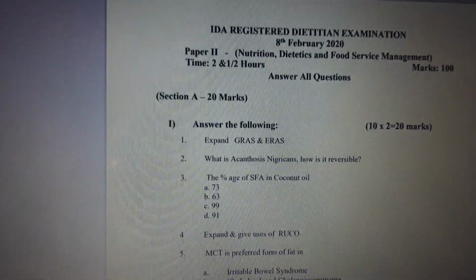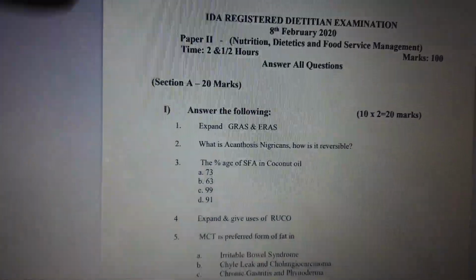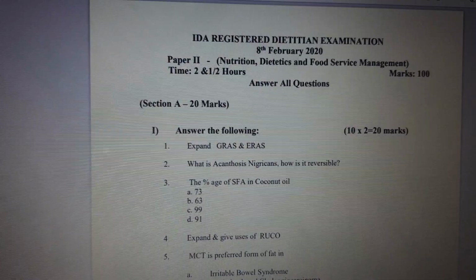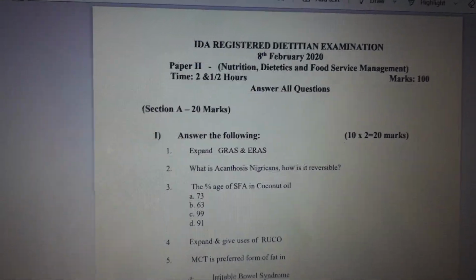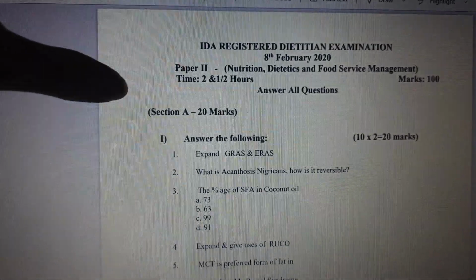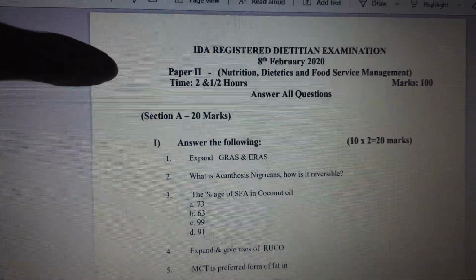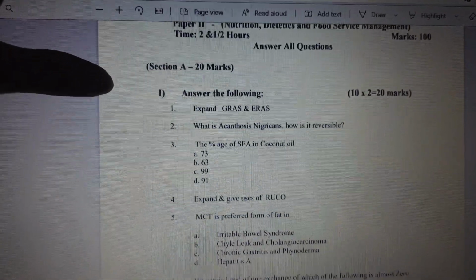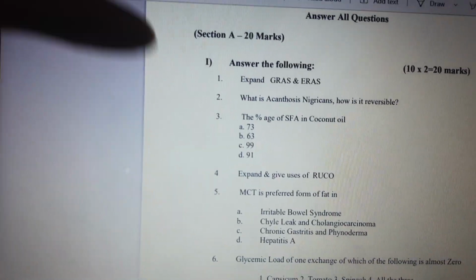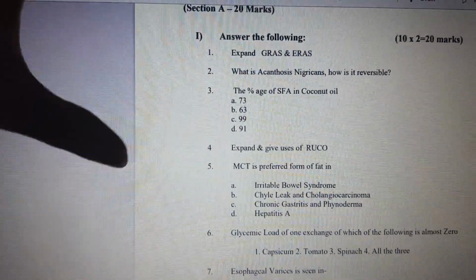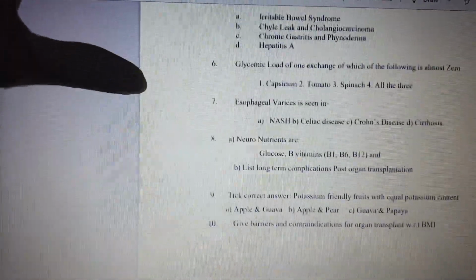So now let us see the second paper. This also happened on 8 February 2020. Paper 2 has nutrition, dietetics and food service management. The time here is 2.5 hours. Total marks is 100 marks. Section A is of 20 marks. First question is answer the following. There are 10 questions and each question is of 2 marks.